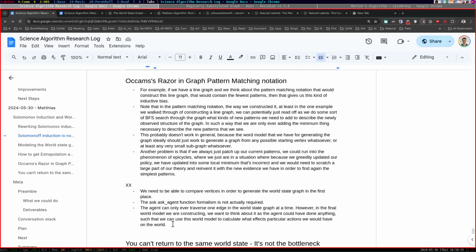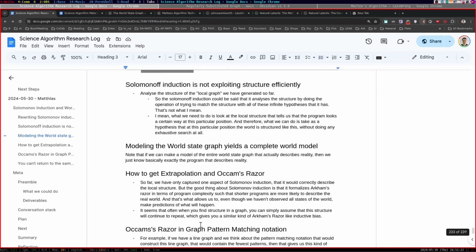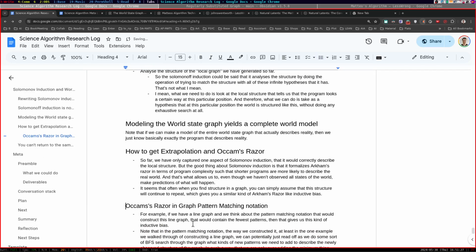Well, I didn't figure it out yet, but I think it's clear that it captures some aspects, and I think you could make it capture other aspects that we care about. I think this Occam's razor and pattern matching makes a lot of sense.